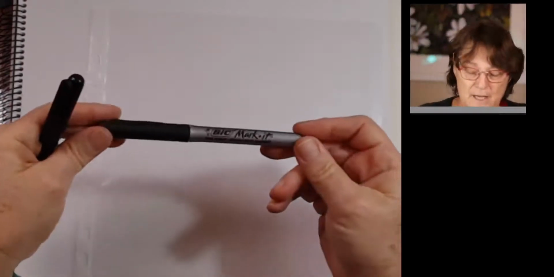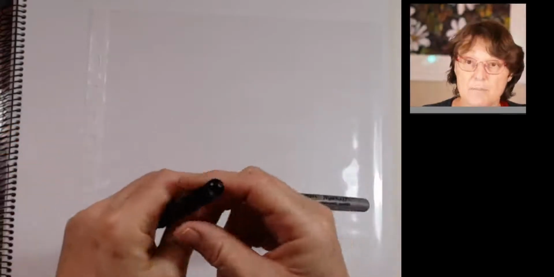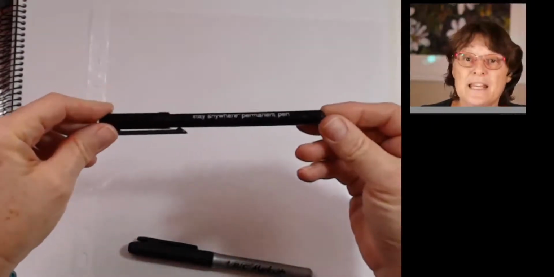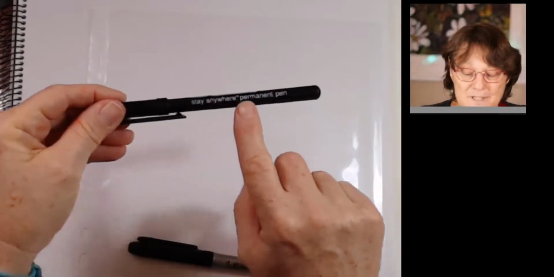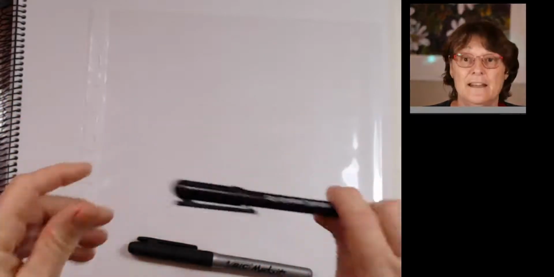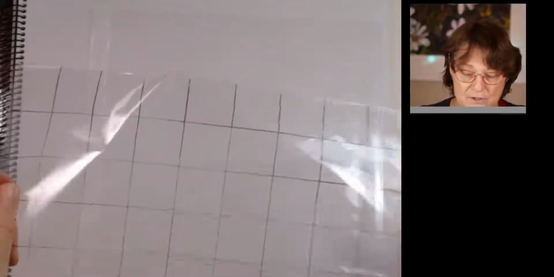There are a number of different ones, but you need one with quite a fine nib. So this is a Bic permanent marker, but I have found there's a pen in Australia called the Stay Anywhere permanent pen. I do know also in newsagents you can find pens that you can write on CD discs and that sort of thing. Those are permanent as well, and they've usually got a nice fine point. So when I write in the middle on the end of a square with this pen, that's permanent, and that's what you want for this grid.